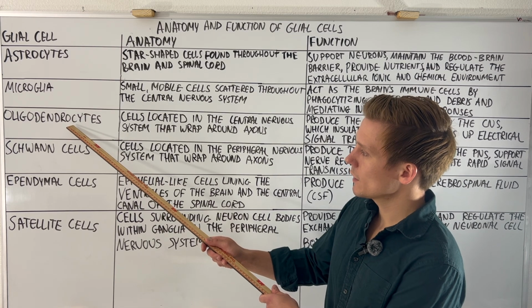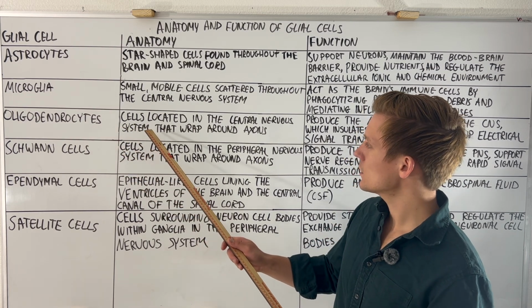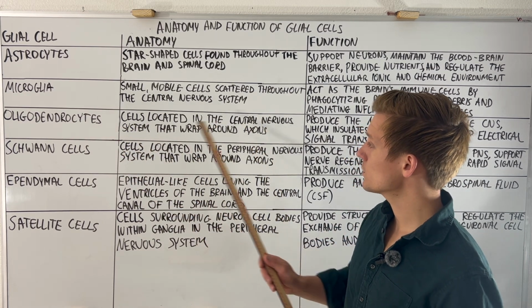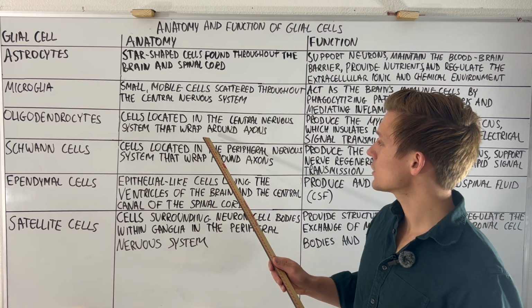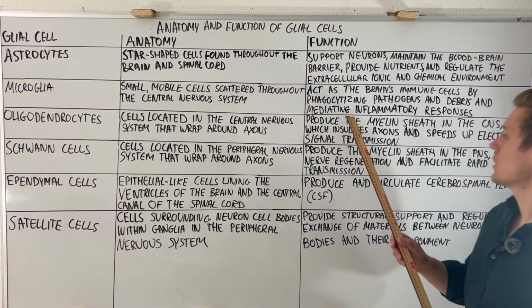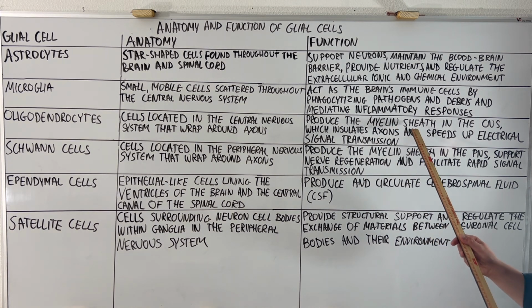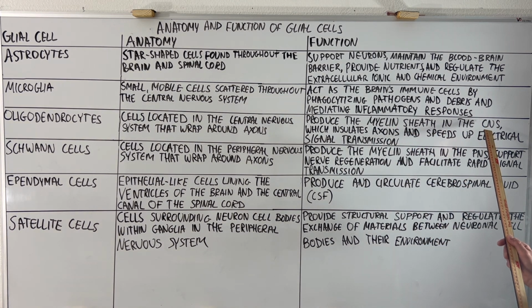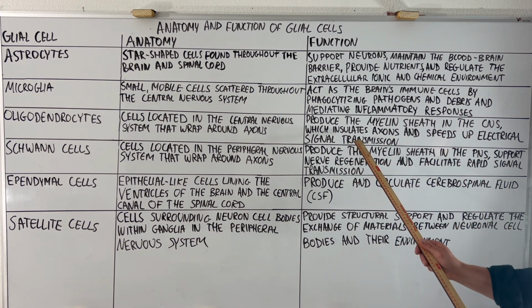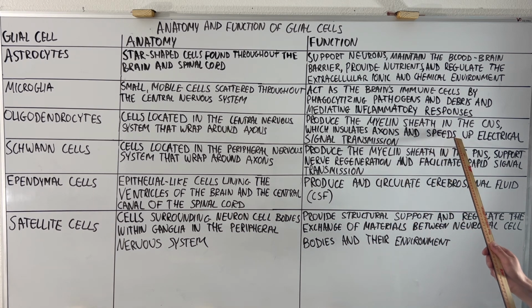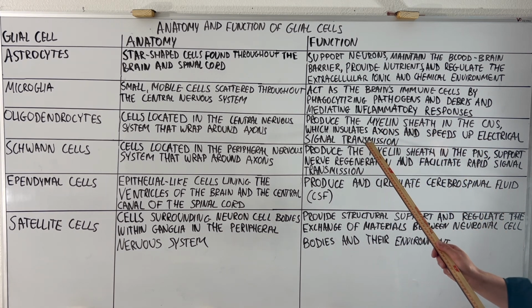Now we have oligodendrocytes, which are cells located in the central nervous system that wrap around axons. They produce the myelin sheath in the central nervous system, which insulates axons and speeds up electrical signal transmission.